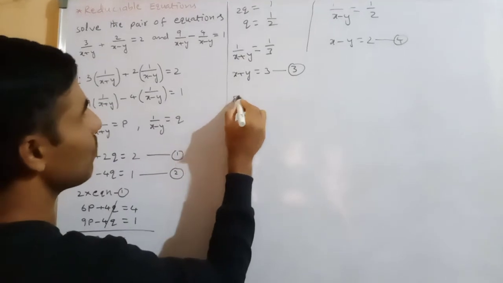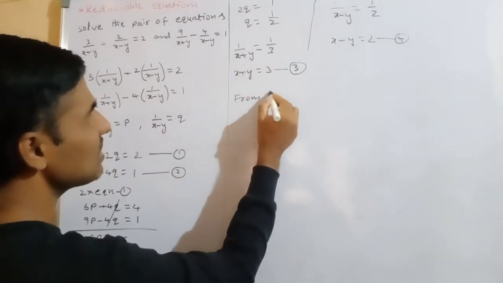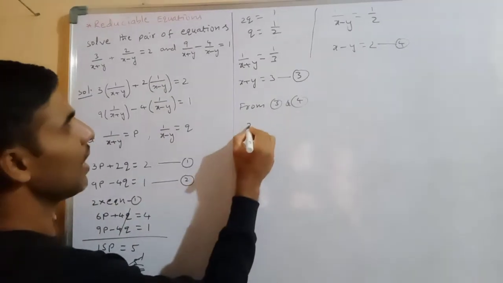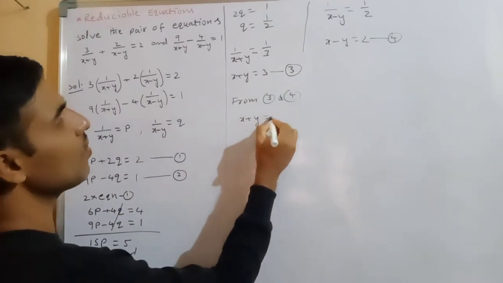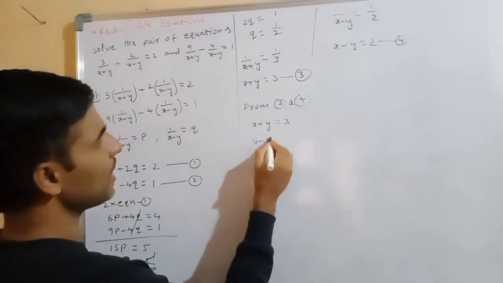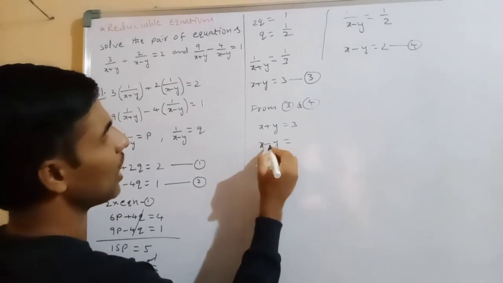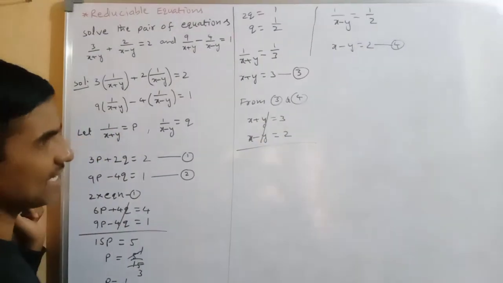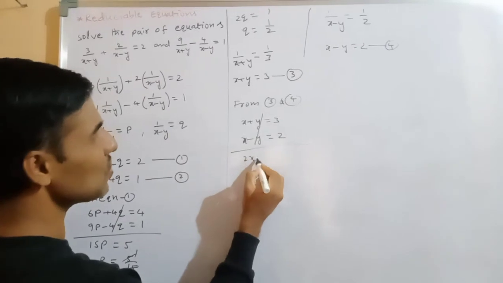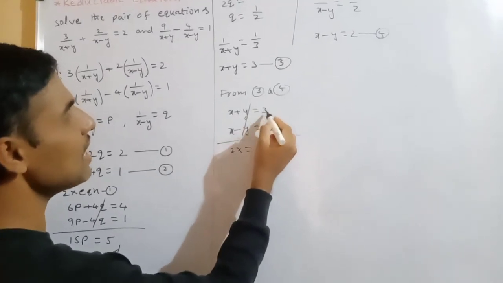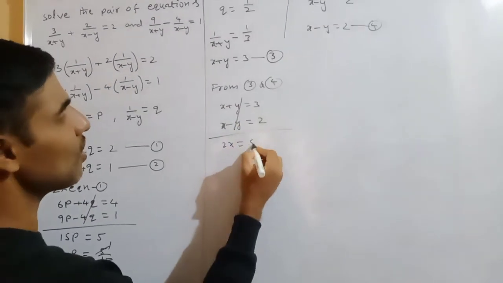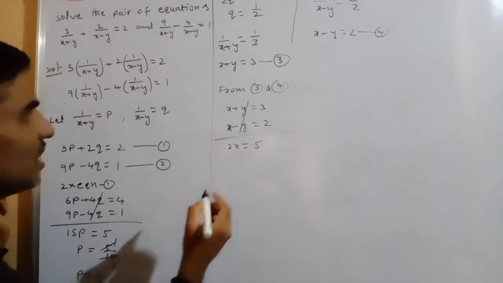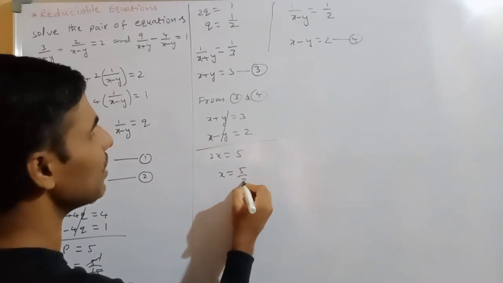Okay, now from 3 and 4: x plus y equal to 3, and x minus y equal to 2. Plus y and minus y will cancel. Now x plus x is 2x, and 3 plus 2 equal to 5. Now x equal to 5 by 2.